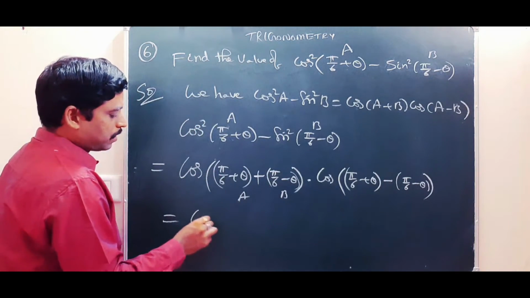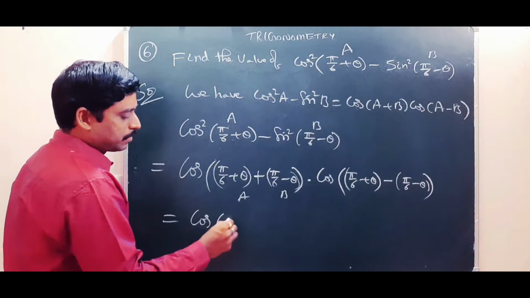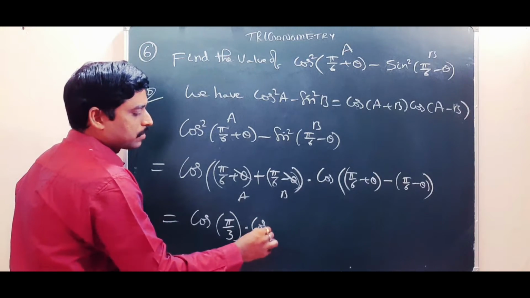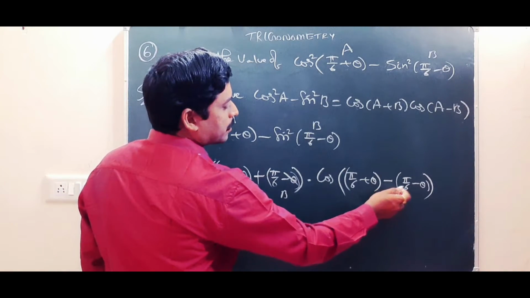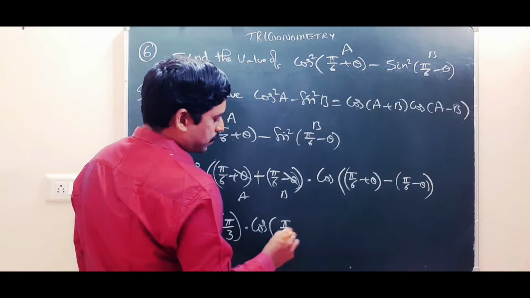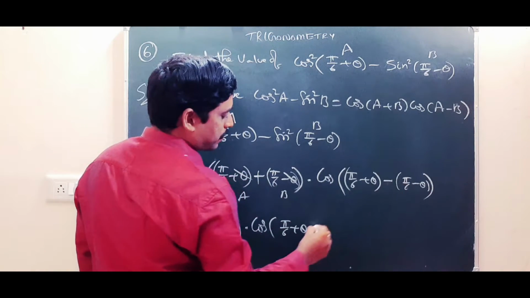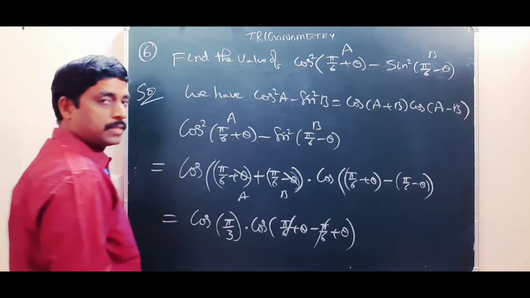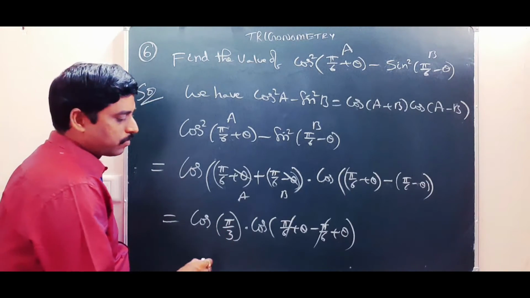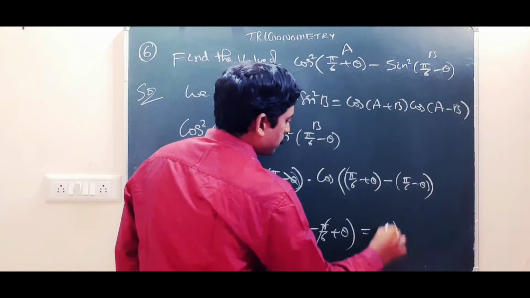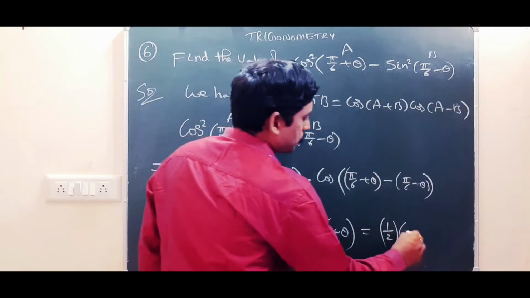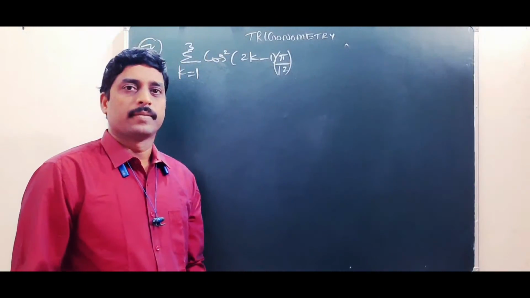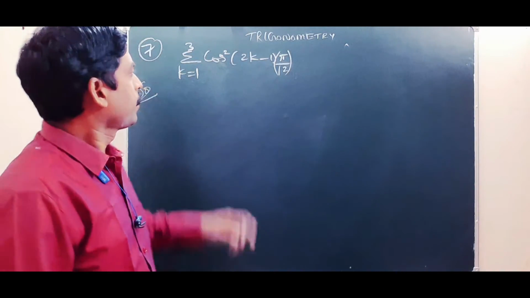It will be cos of pi by 6 plus pi by 6, that is pi by 3. Theta gets cancelled. Into cos of pi by 6 plus theta, so minus pi by 6, minus into minus plus theta. So pi by 6 gets cancelled. Cos 60 value is 1 by 2. So 1 by 2 times cos of theta plus theta, it will be 2 theta. So 1 by 2 cos 2 theta, correct answer. Okay, let us go to the next problem.